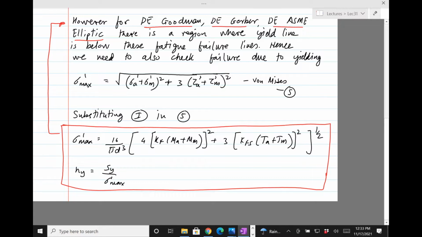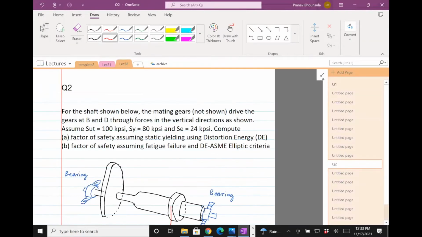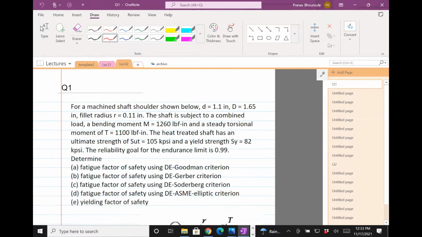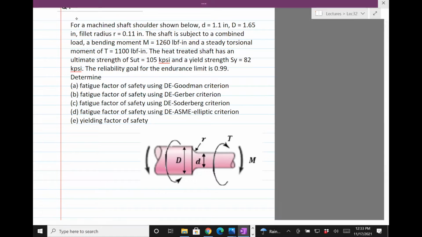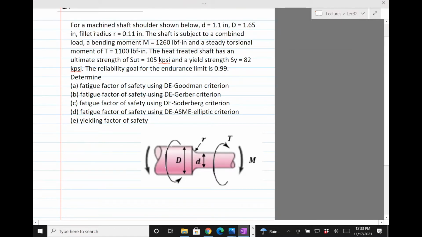Okay. So here is the first problem. Okay, for a machine shaft shoulder shown below, small d is given, capital D is given, the bigger diameter, the fillet radius is given, R. The shaft is subject to a combined loading, a bending moment M, okay, and a steady torsional moment of T, which is shown here.